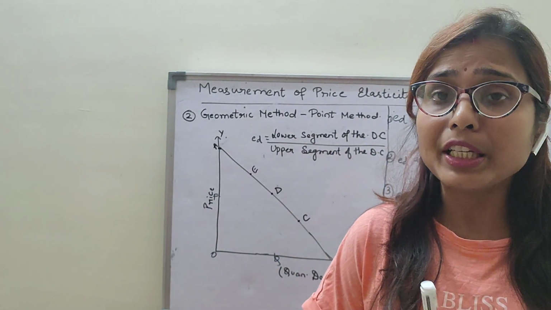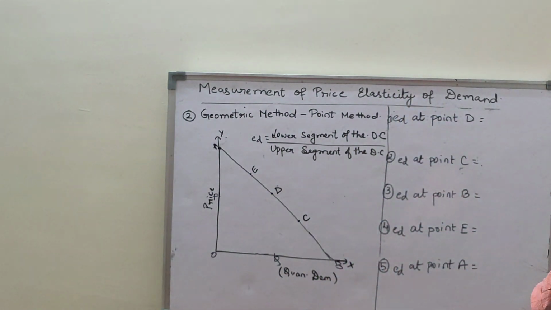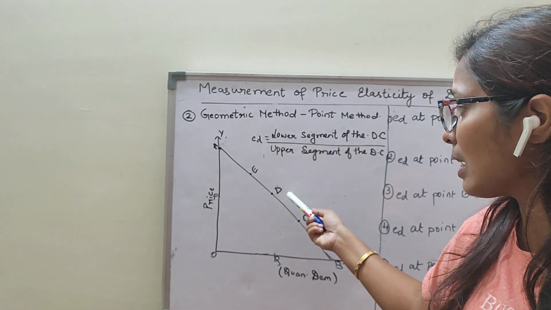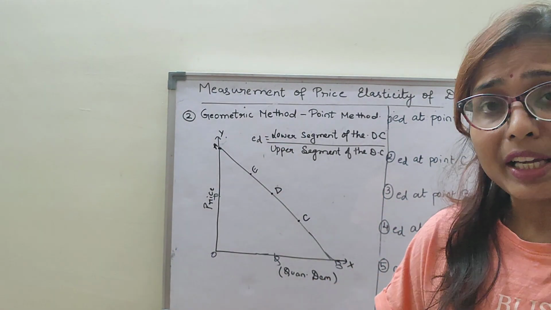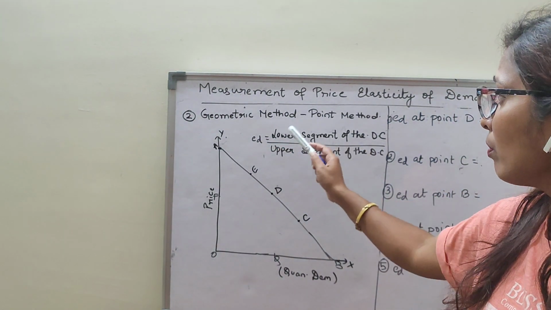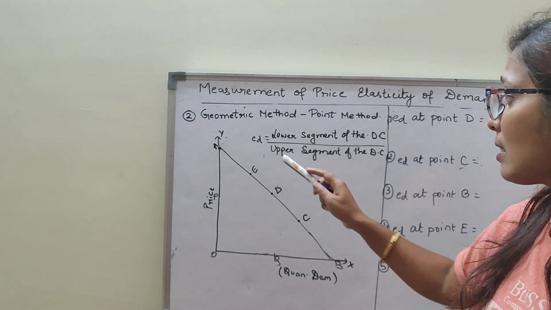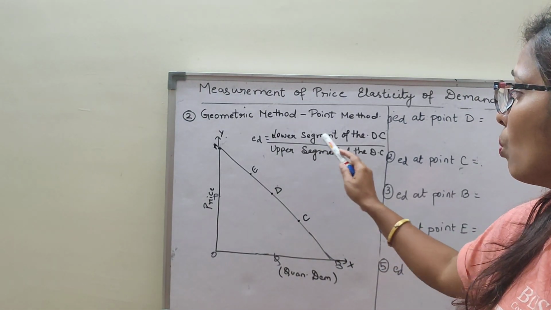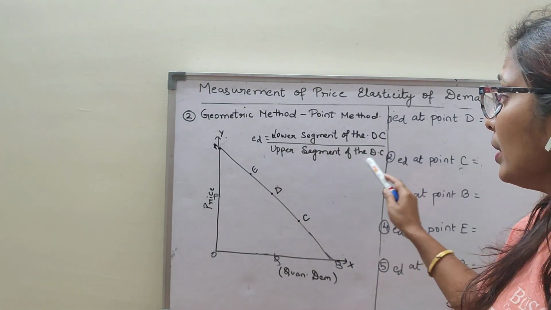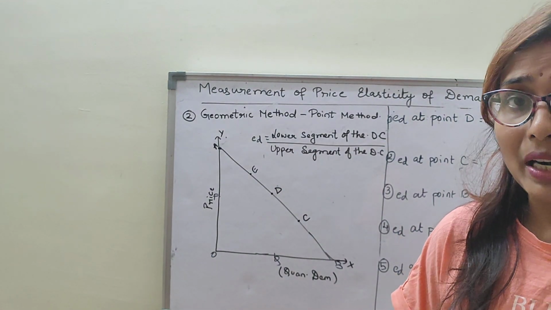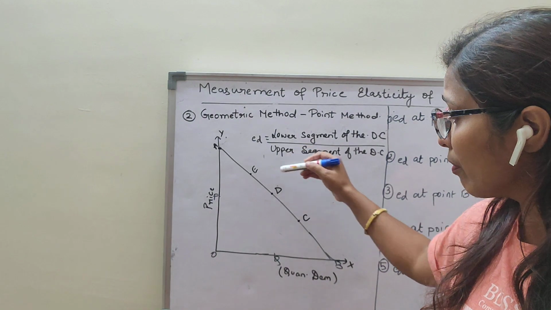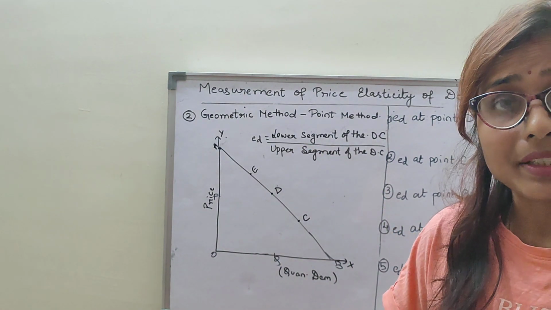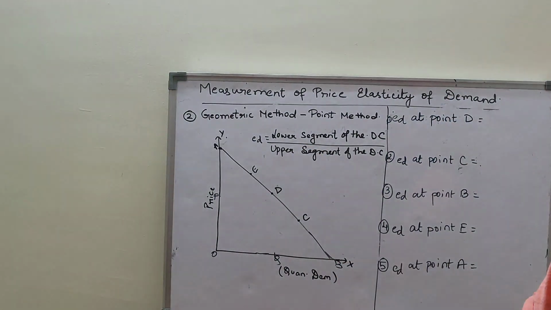That means if we need to measure the elasticity at any point on the straight line demand curve, we can measure it with the help of this formula, that is, elasticity of demand is equal to the lower segment of the demand curve by the upper segment of the demand curve. Now always remember children that elasticity is different at different points. Now how? Let me explain with the help of this diagram more clearly.